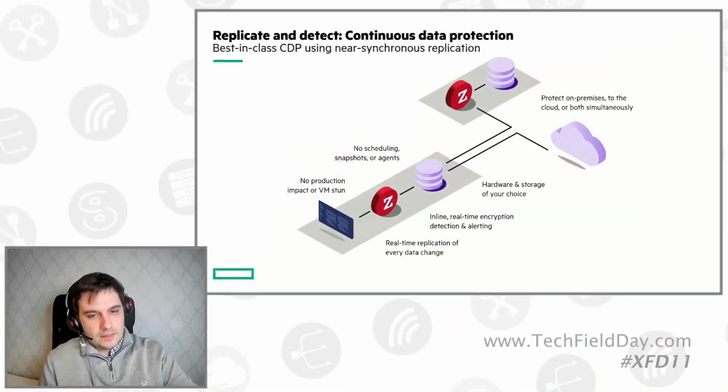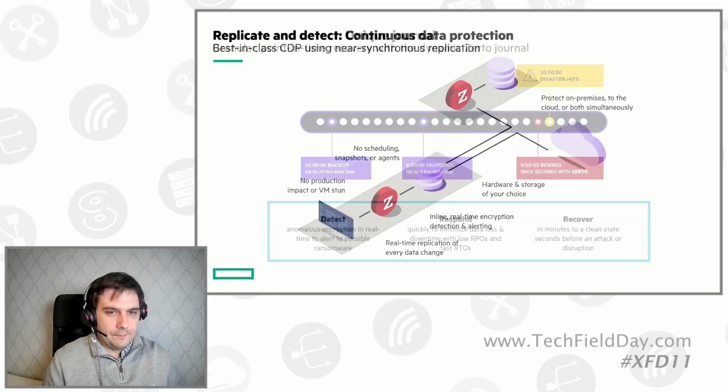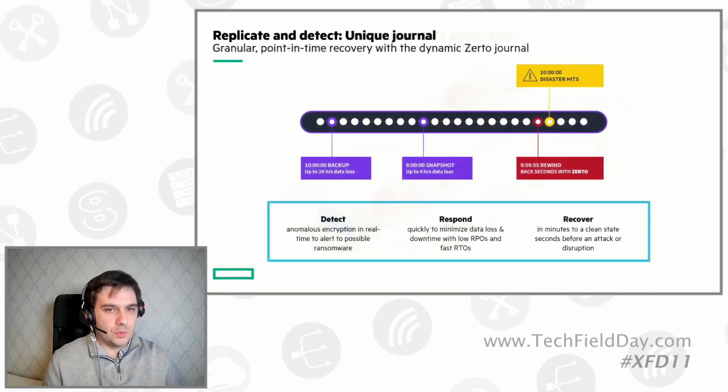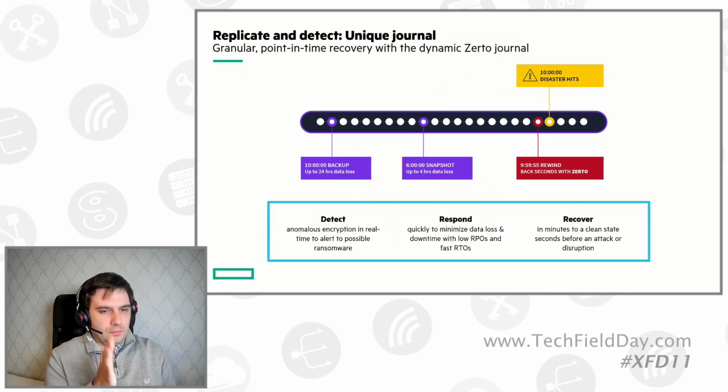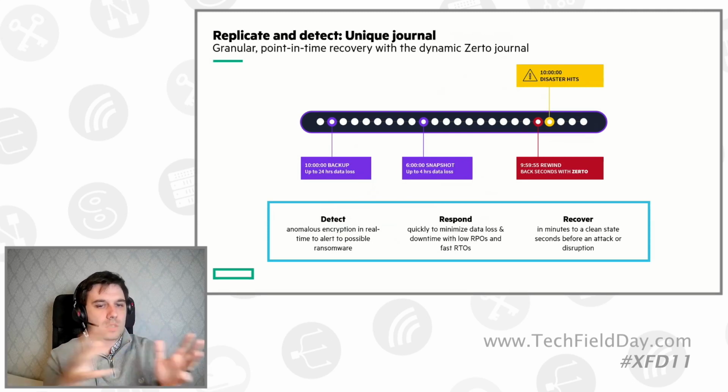So let's look at how we're replicating the data. We're doing it using CDP, and then once we've got a copy of the data, we store it in our unique journal. The journal is just exactly what it says on the tin. It's a point in time copy, but we store our checkpoints in this journal.